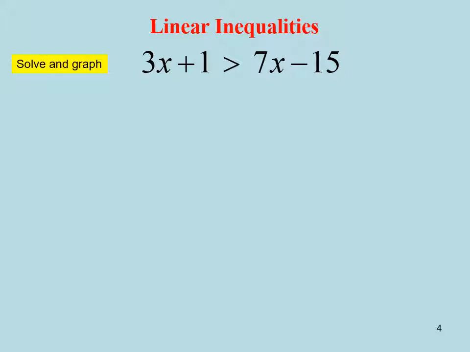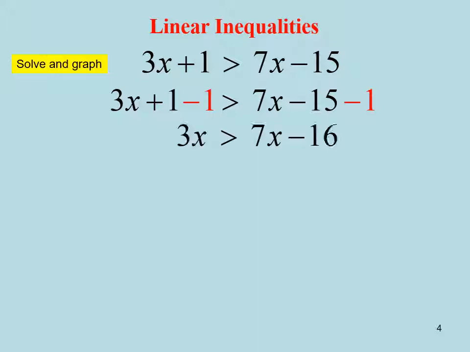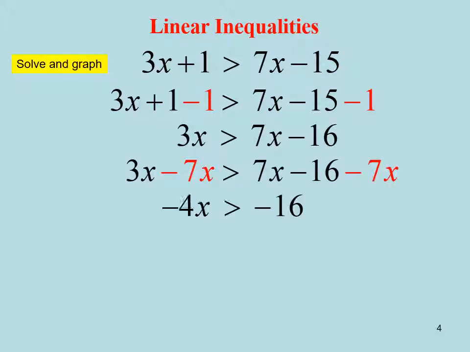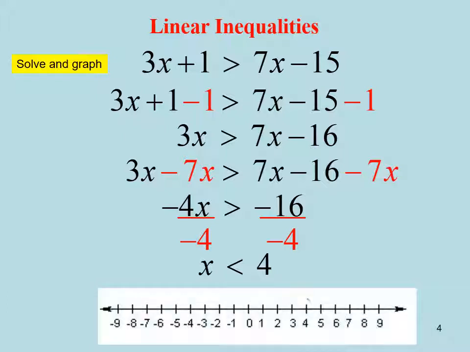To solve this inequality, we will begin by subtracting the 1 from both sides. Then we'll subtract the 7x from both sides. Then divide both sides by -4. And again, this is the point at which we will reverse the direction of the inequality. We graph this by putting an open circle at 4 on our number line, shading to the left.